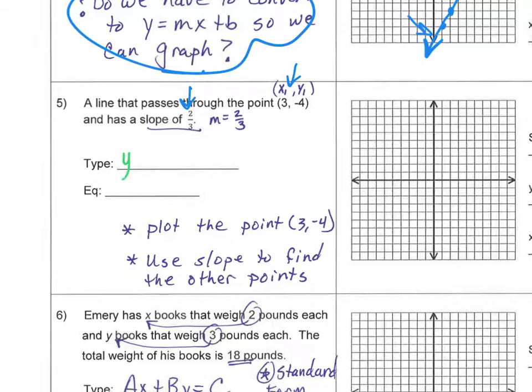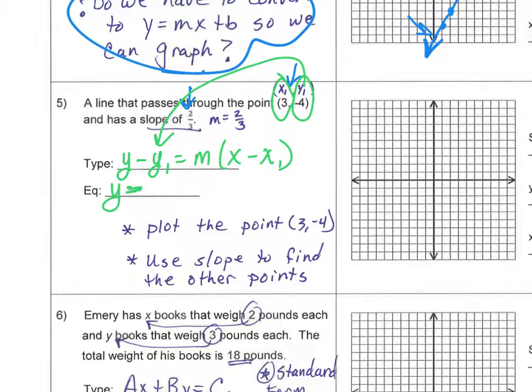Point slope. So say it with me. y minus y1 equals m times x minus x1. That's correct. Now, this becomes my x1 and this is my y1, so I'm going to substitute it in. I get y equals, when I put in the -4, it becomes +4 equals. My slope is 2/3, so I'm going to put that where the m is. And then it's x minus 3.